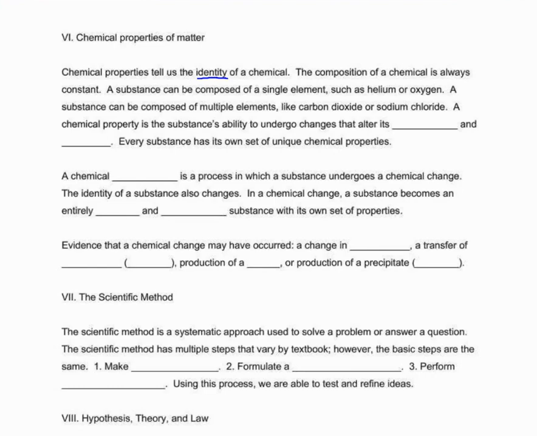The composition of a chemical is always constant, meaning it's always the same. So water is always 2 hydrogens and 1 oxygen. Carbon dioxide is always 1 carbon and 2 oxygens.